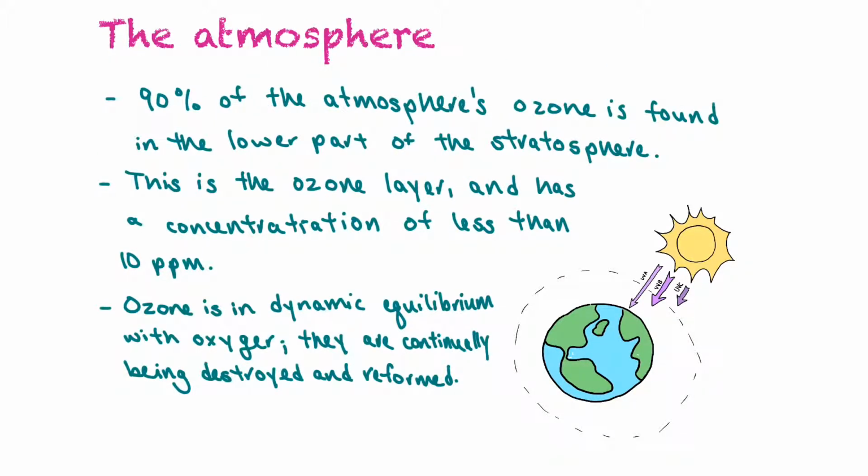So in the atmosphere, 90% of the atmosphere's ozone is found in the lower part of the stratosphere, and that region is called the ozone layer. It has a concentration of less than 10 parts per million. Oxygen is in dynamic equilibrium with ozone, and they're continually being destroyed and reformed in a cycle. And we'll take a look at those formations and destructions in the next few moments.